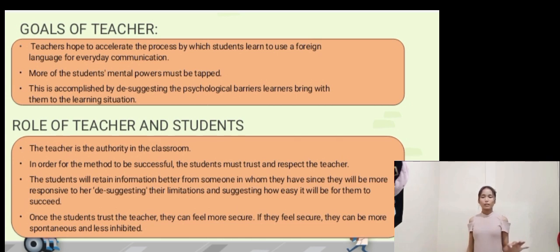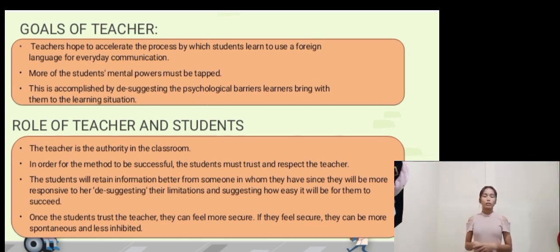And the third one is this is accomplished by desuggesting the psychological barriers learners bring with them to the learning situation. So what is the role of the teacher and what is the role of the students?